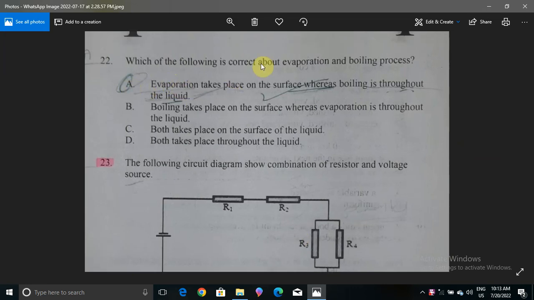Okay, now in question number 22, which of the following is correct about evaporation and boiling process? Well, the evaporation takes place on the surface, whereas boiling is throughout the liquid, and this one is the best answer.